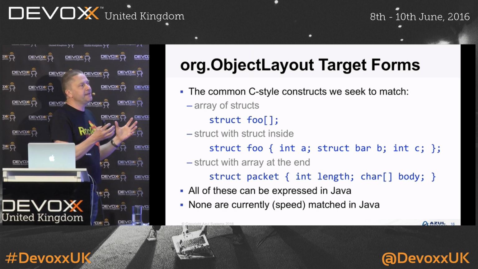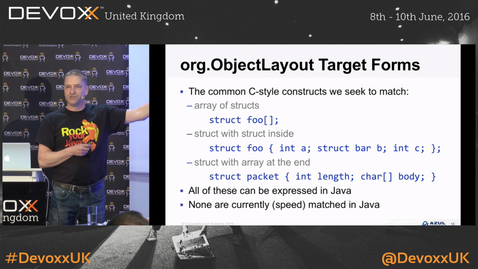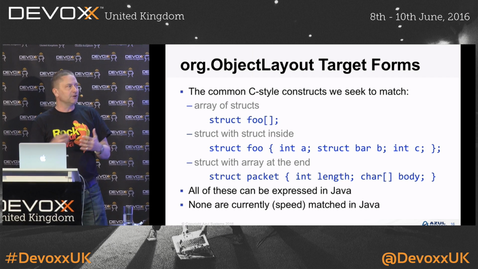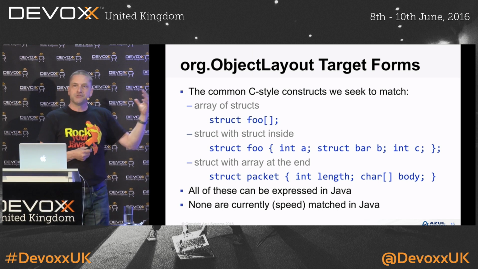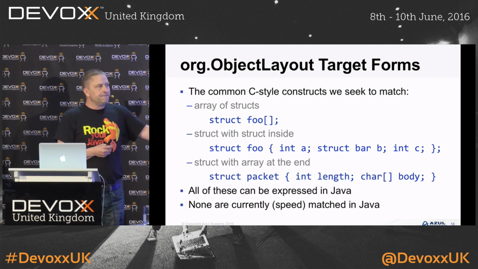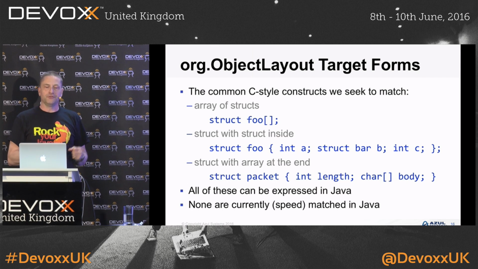So how can we deal with these three situations, which are very common in C and very common in Java in terms of the actual data that we're going to try to store, and express those in Java, which we can obviously do, but how do we match the speed that we would get using a struct rather than an object?